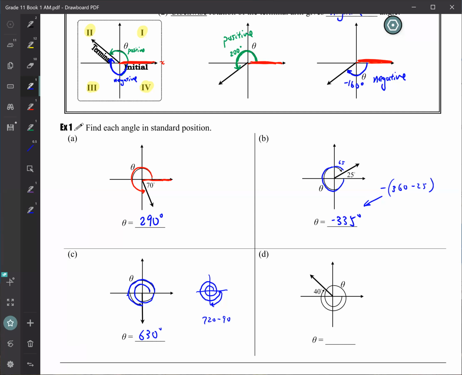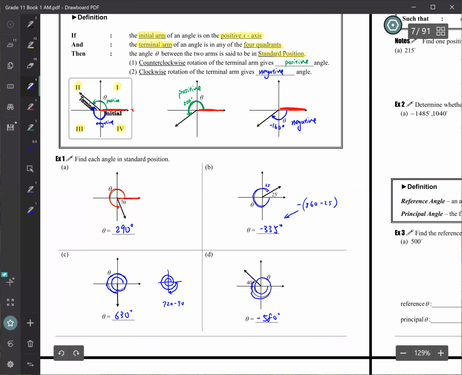All right, Brennan, can you tell us your answer for D? 580. 580, that's it? Oh, negative. Negative 580. Okay, so negative 360, negative 540, and then more negative. Yeah, okay. All good. Any questions? So pretty easy, right? Just remember there are two directions to turn, okay? And remember the initial arm is always on the positive X axis.